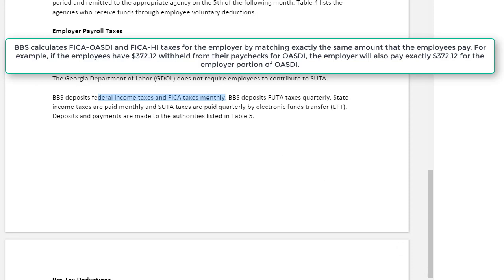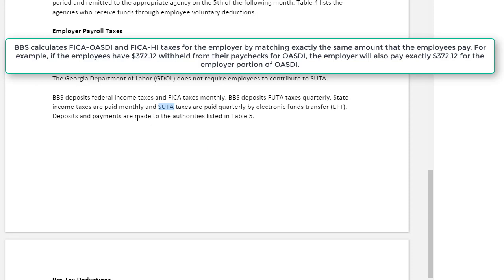So they're going to pay FICA and FIT monthly, so they're a monthly depositor, not semi-weekly. The company deposits FUTA taxes quarterly, and state income taxes are paid monthly. And SUTA taxes are paid quarterly by electronic funds transfer, EFT.